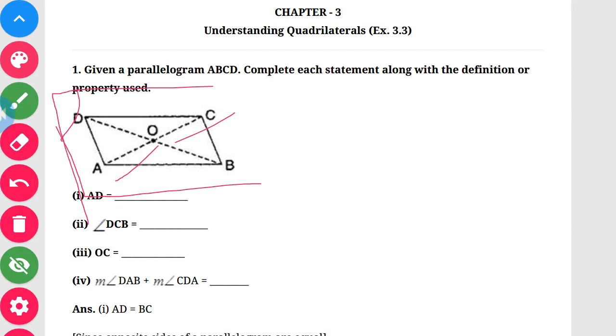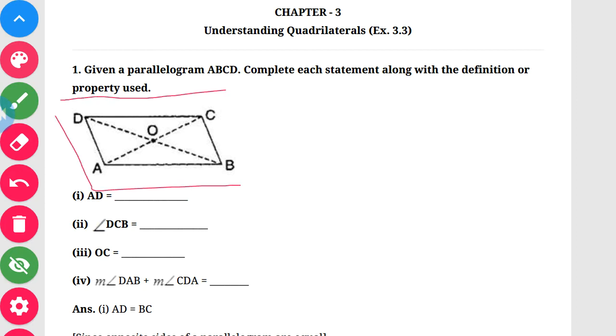Let me just give you a hint here. So here it is DAB and CDA. If you just see these two angles, when I add, what I should get? I should get what? 180 degree. As we know the property of a parallelogram, the sum of adjacent angles should be 180 degree. This is what we have seen last class also, and this is just for a revision. We'll go for the next one.